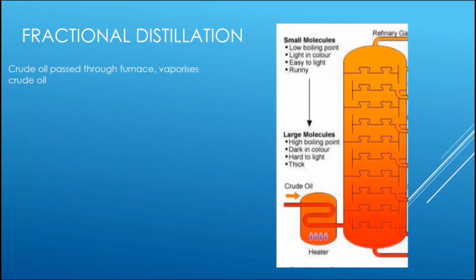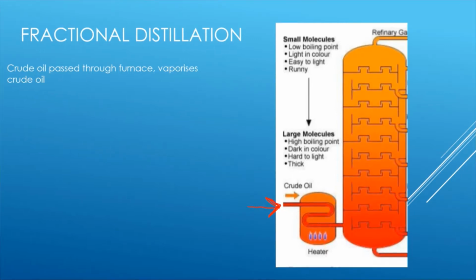So how does fractional distillation work? The crude oil or the petroleum is passed through the furnace first. So the crude oil goes in through there, and the furnace vaporizes the crude oil. So if the crude oil is in liquid state, it would turn that into a gas, which is a vapor. You may not get the mark if you say it turns into gas state. So say it vaporizes crude oil, and the vapor is passed into the fractionating column.